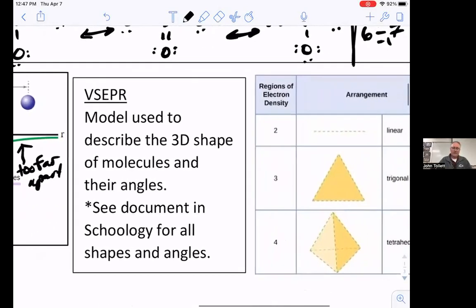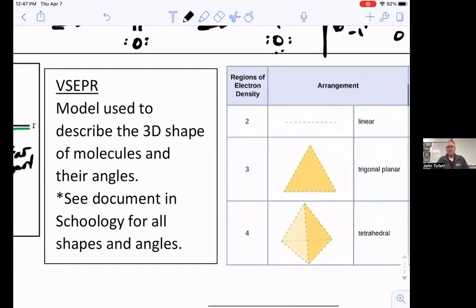The last thing here is VSEPR. It's valence shell electron pair repulsion theory. Basically, we're saying that regions of electron density, or pairs of electrons, are going to repel each other around a central atom, or in the case of just 2 of them, between 2 atoms. It's a model used to describe the 3D shape of molecules.